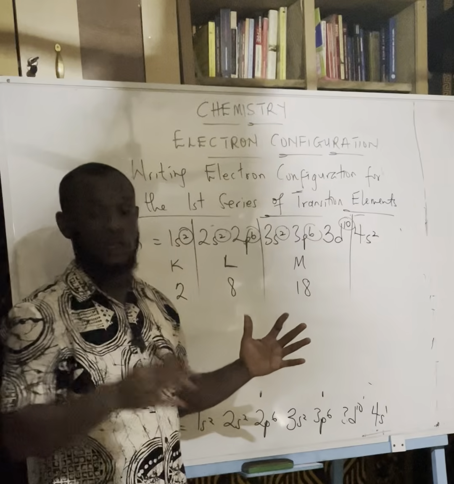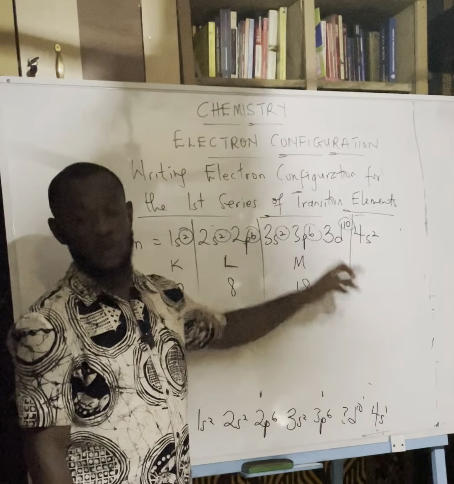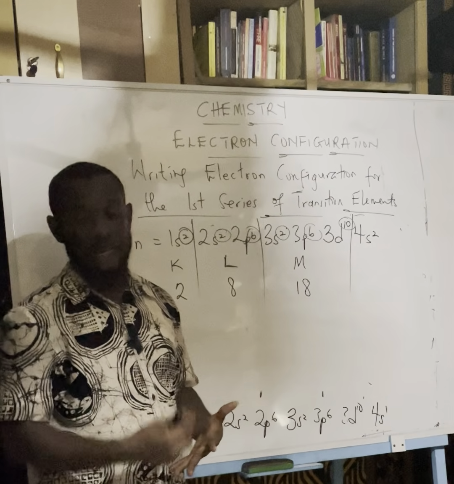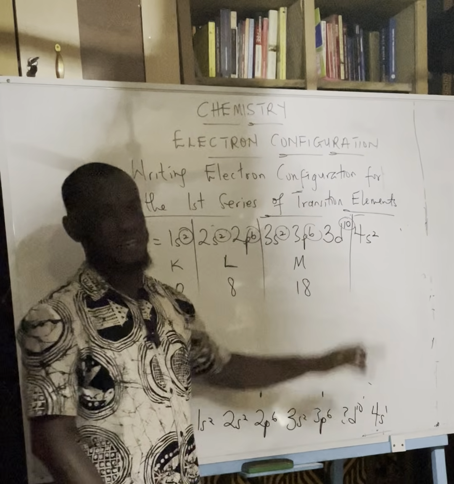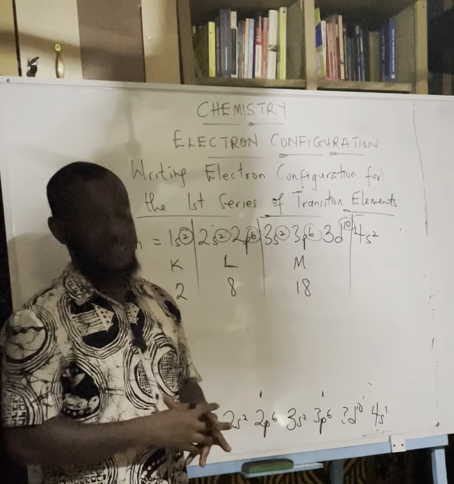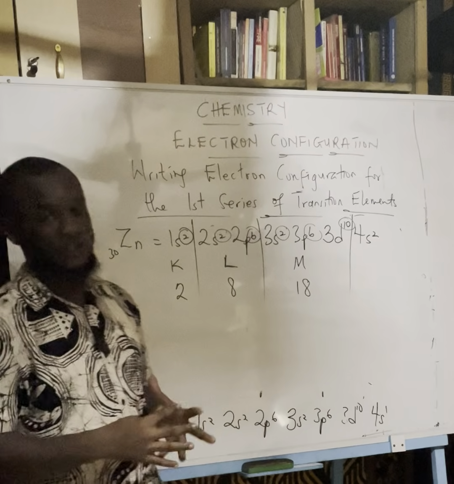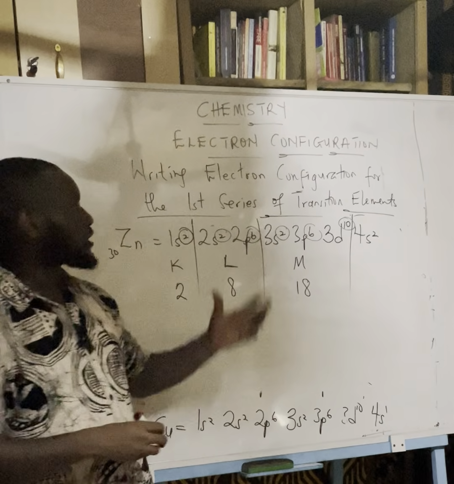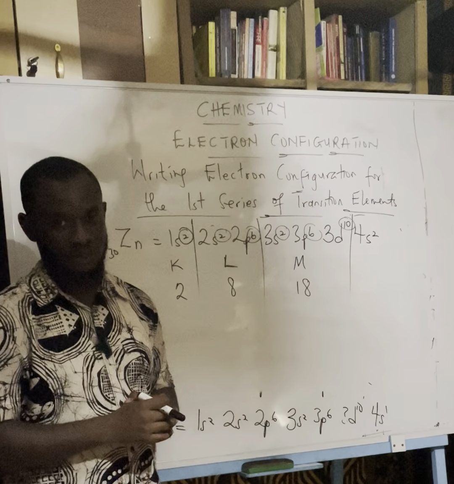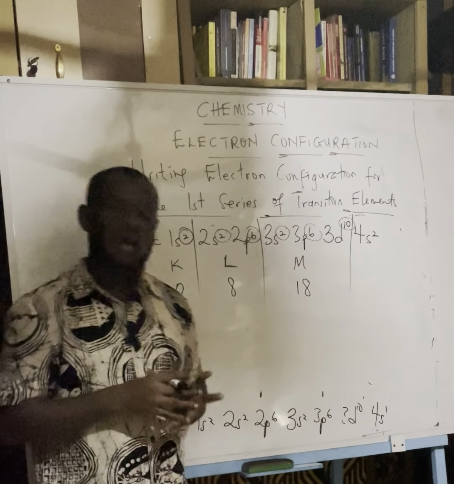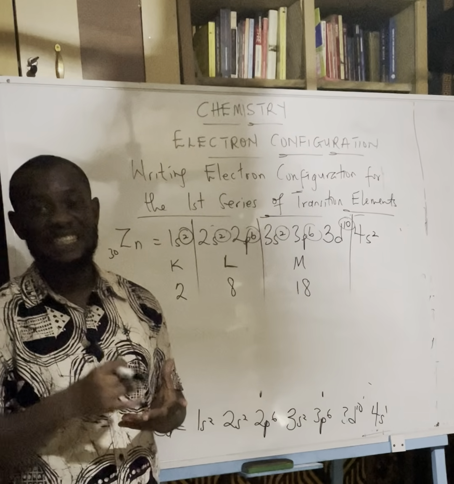from hydrogen to calcium, which is 20, you don't have the 3d orbital. The 3d orbital comes in from 21 to 30. So the reason why we are saying it is stable with 8 is that the 3d orbital is not found in the first 20 elements. Take note. So the M shell will take 18 electrons. And this is what we call electron configuration of the first series of transition metals.